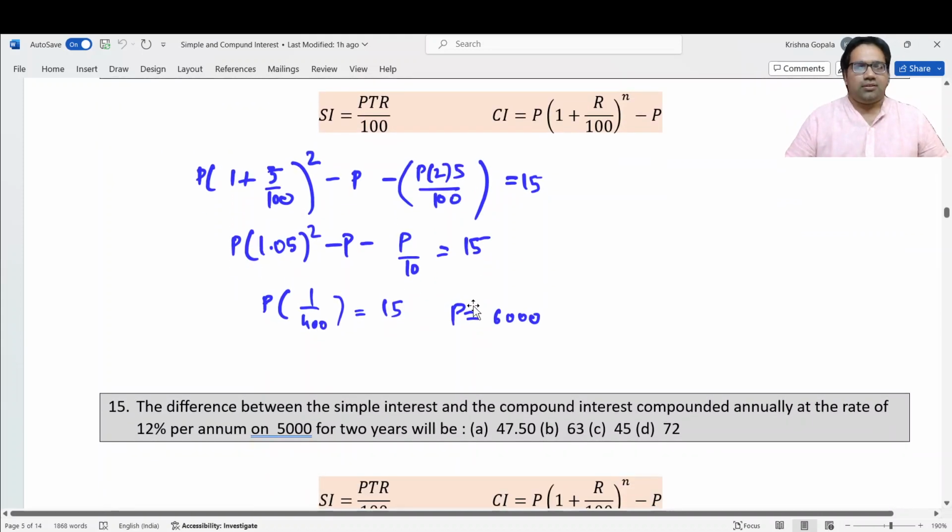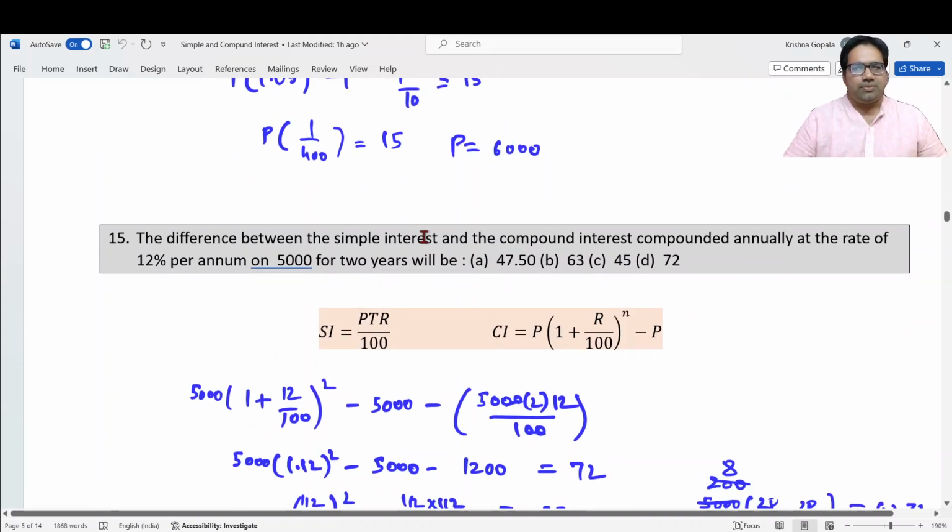Next one. The difference between simple interest and compound interest compounded annually at the rate of 12% per annum on 5,000 for 2 years will be. Both are the same problems. Here, the difference was given. What is the principal? In this case, the principal is given. They are asking what is the difference.